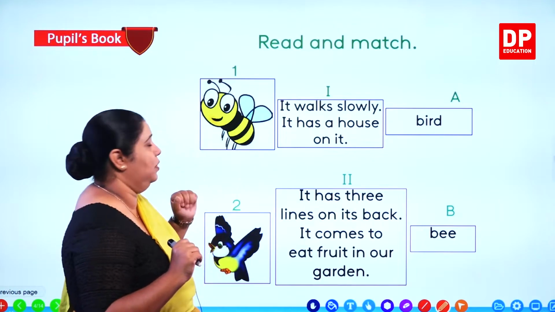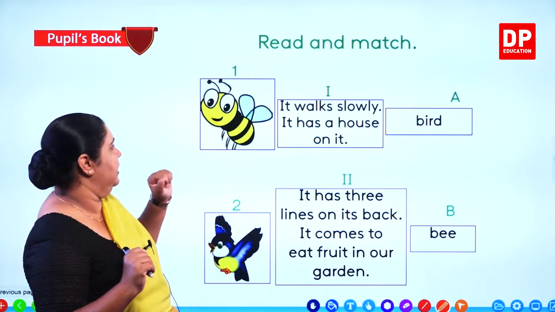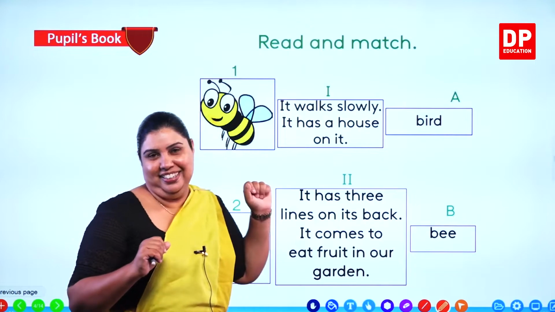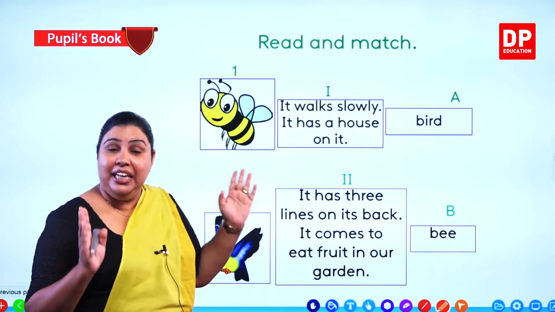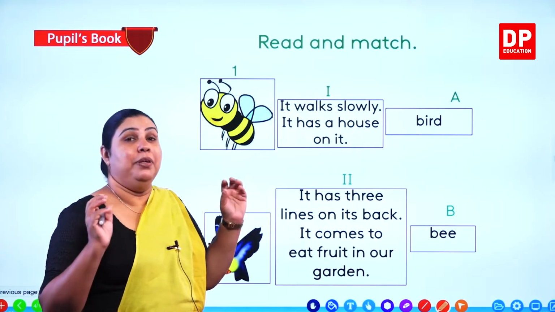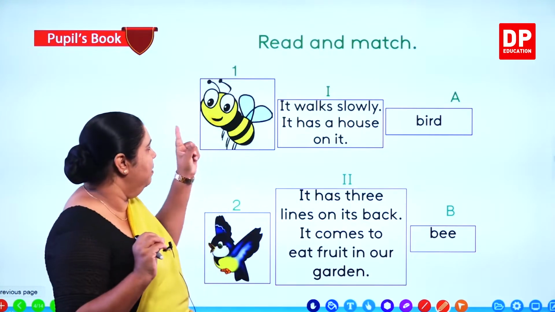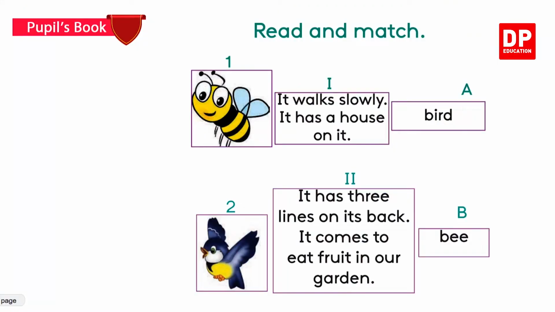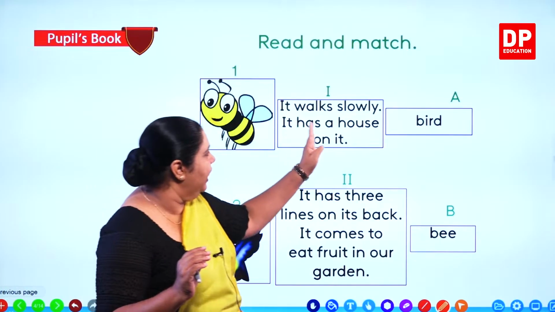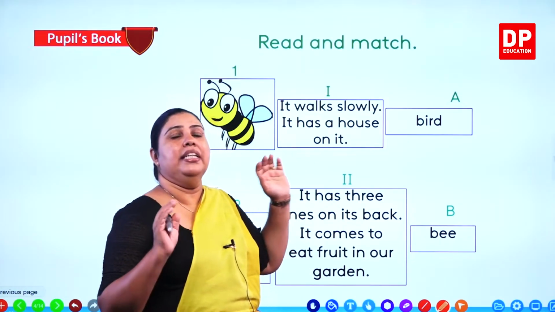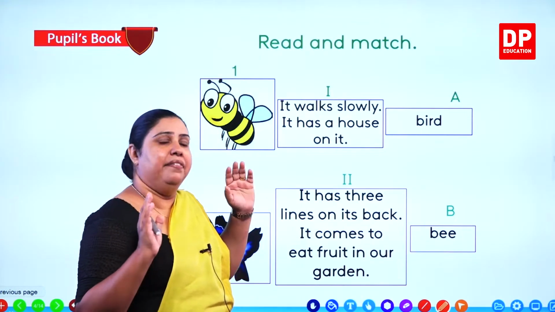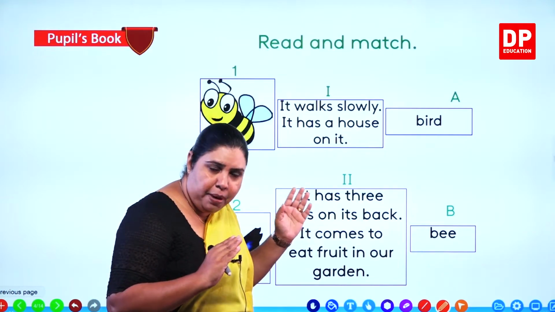Right. Now look at the first one. Who is this? That is a bee. This is the bee. Number 1. It is the bee. Now let's read and see what they tell us. And we will see whether it is about the bee.